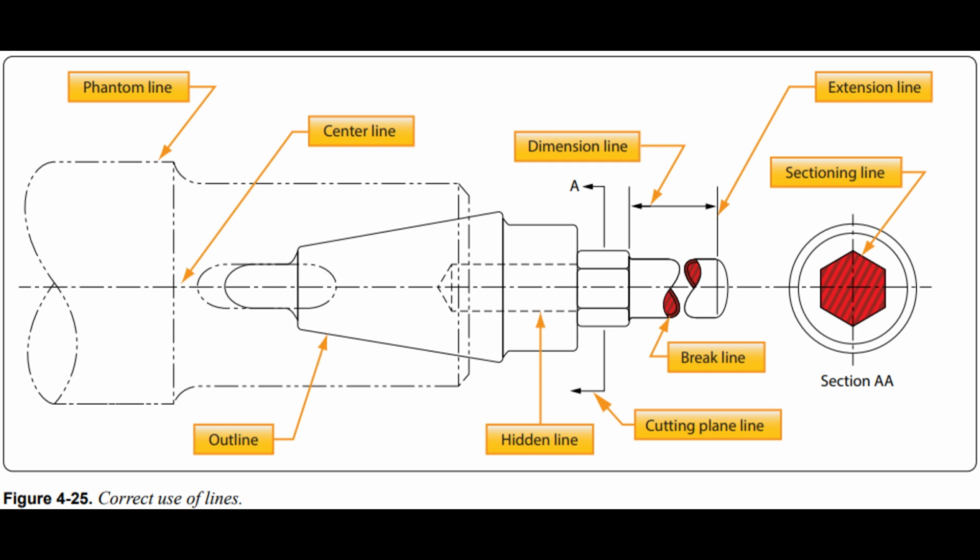Cutting plane and viewing plane lines. Cutting plane lines indicate the plane where a sectional view of the object is taken. In Figure 4.25, plane line A indicates the plane that section AA is taken. Viewing plane lines indicate the plane from where a surface is viewed.